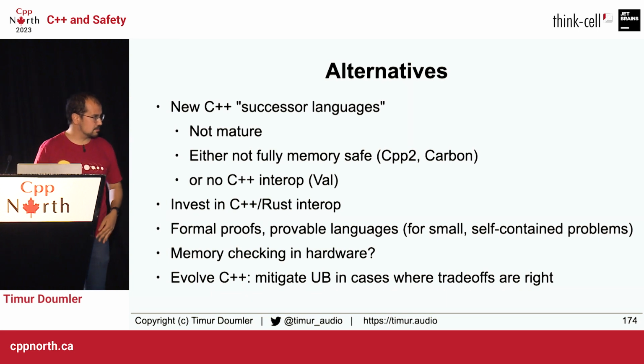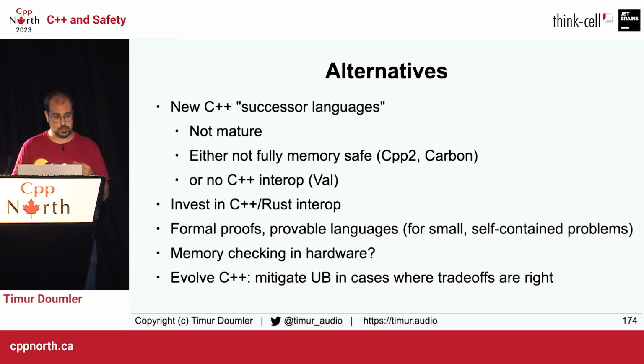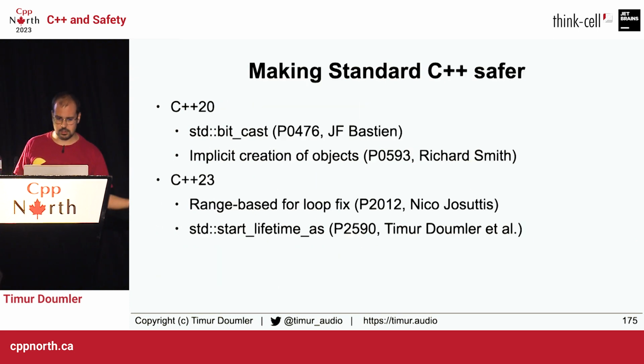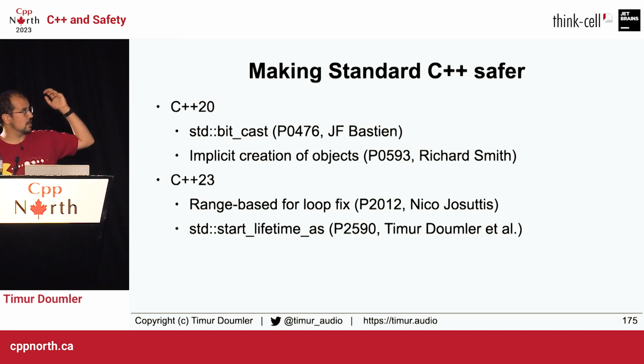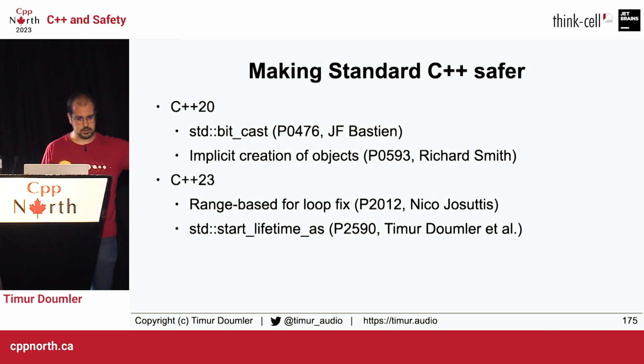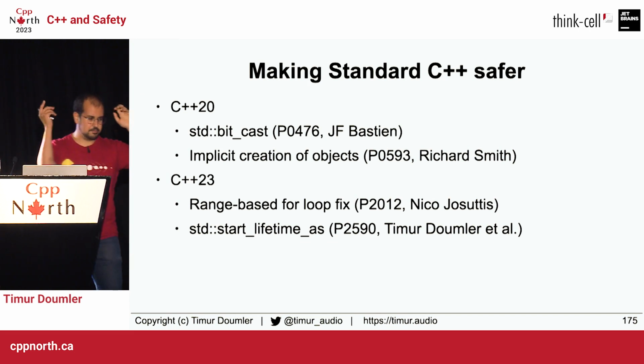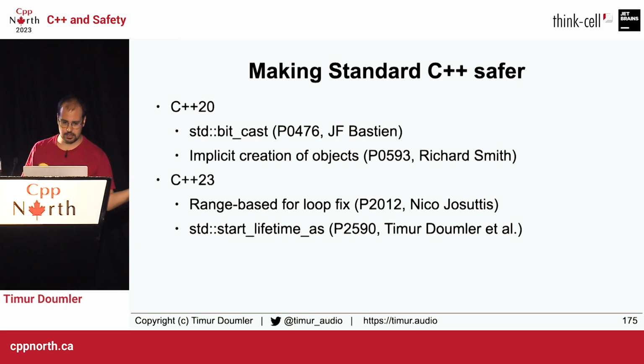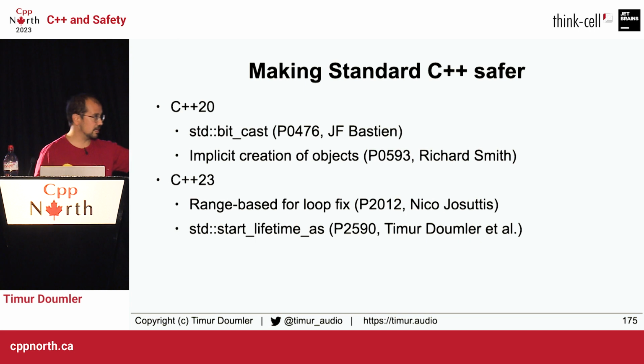And then we can evolve C++ itself. We can mitigate UB in cases where the trade-offs are right, and we don't sacrifice performance or backwards compatibility. On the committee, we've been doing this all of these years, right? So for C++20, we had bit_cast, which makes it safer to do type punning. We had implicit creation of objects, where you can just cast a pointer to a buffer to a pointer to X, and it's going to magically create an object of X. So it's no longer UB, right? We fixed, thanks to Nicolai Josuttis, the range-based for loop thing. You can look that up. That's P2012. We now have start_lifetime_as.